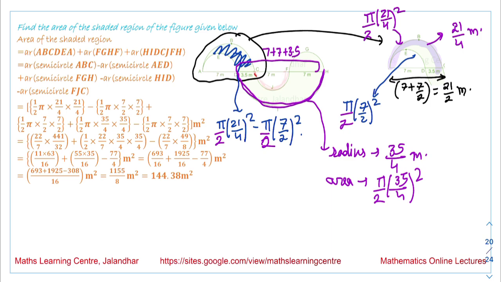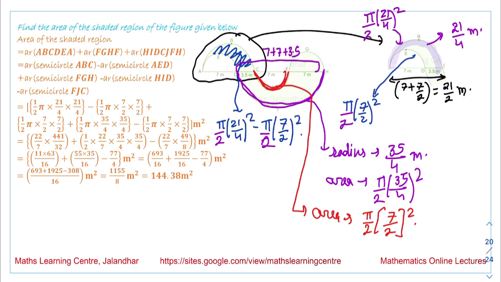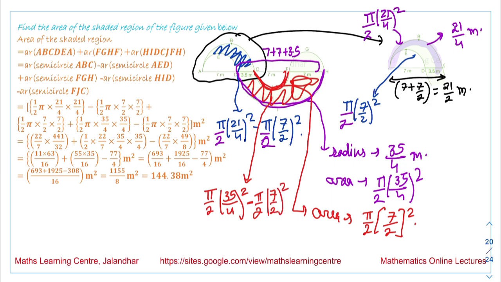Next we are considering the area of this semicircle. The radius for this semicircle is 7 by 2. So the area is pi by 2 into 7 by 2 square. So the area of this portion will be pi by 2 into 35 by 4 square minus pi by 2 into 7 by 2 square.